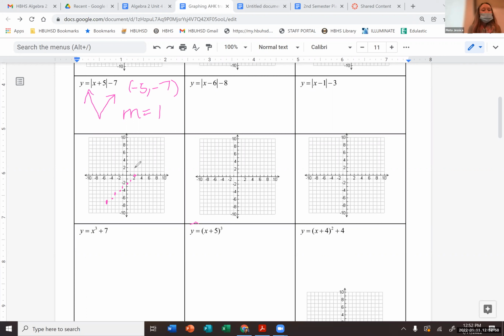Then I go back to where I started at -5, -7, and I count up 1 and over 1 the other direction. And I don't end up meeting the X axis on this side. It goes off the grid. But typically we want to find X intercepts by graphing if we can, because it's so much easier than doing the calculations.